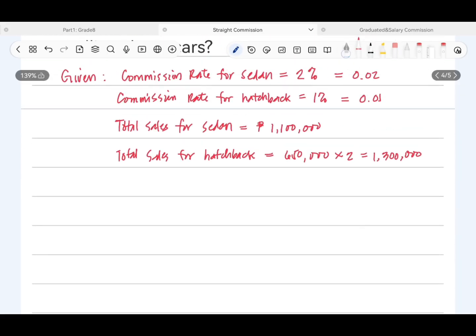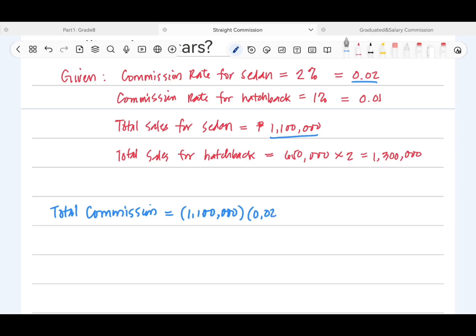Okay, so for the computation, we have total commission is equal to, so for your computation, please multiply separately, okay, for the two cars. Okay, so let's start with sedan. The total sale for sedan, we have 1,100,000. So we have 1,100,000 for sedan times its commission rate, which is 0.02. And then we will add it to the total sales of hatchback times its commission rate.